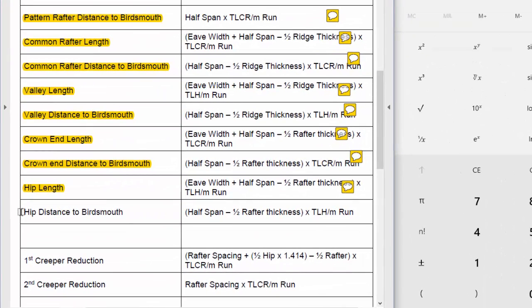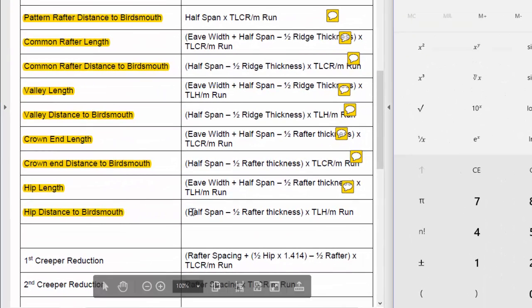The next calculation is the hip distance to Birdsmouth, and the formula for that is the half span minus half the rafter thickness in brackets, times the true length of hip per metre run. What you'll notice again is that the run for the hip distance to Birdsmouth is the same as the run for the crown end distance to Birdsmouth. The difference is that you multiply the run by the true length of the hip per metre run for the hip distance to Birdsmouth, instead of the TLCR per metre run.